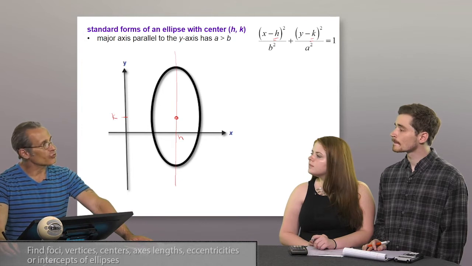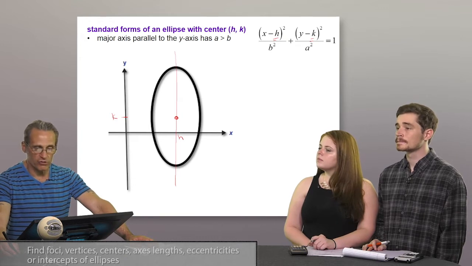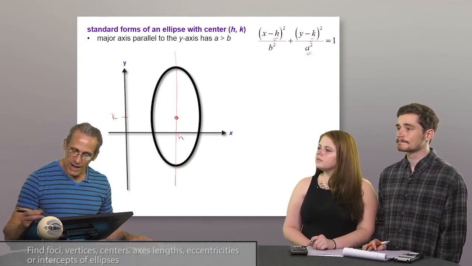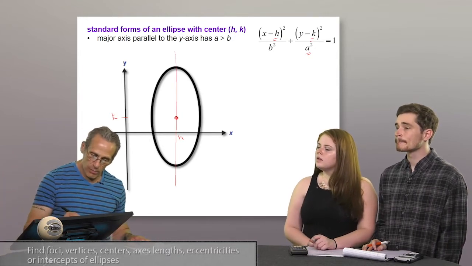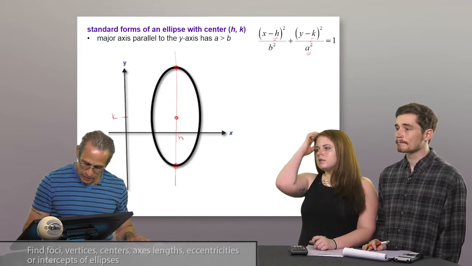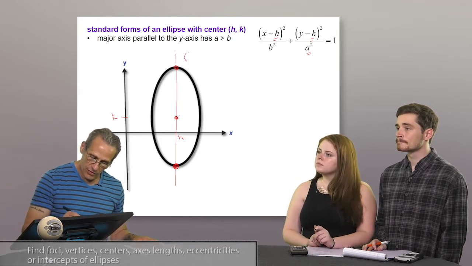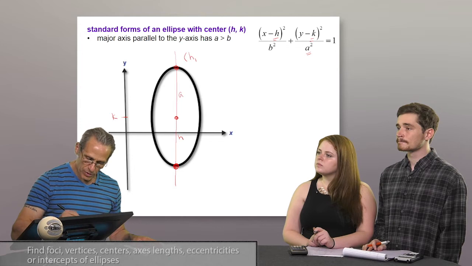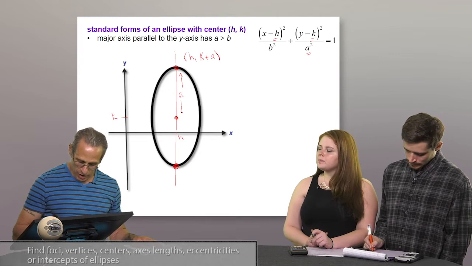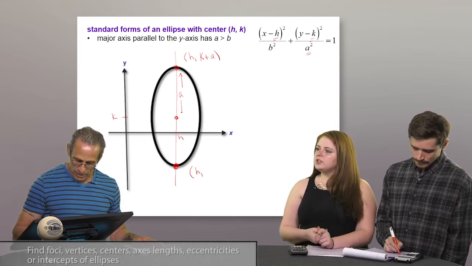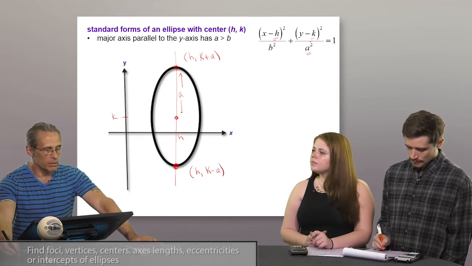Now I have to think about this. We're stretched in the y direction more than we're stretched in the x direction. We're stretched vertically more than horizontally, so we're stretched upward and downward. How many units? A. Good. So for the coordinates of the vertices, the x-coordinate is h, but the y-coordinate would be k plus a. And the other vertex would have coordinates h, comma, k minus a. Very good. Now what all else falls along the major axis?